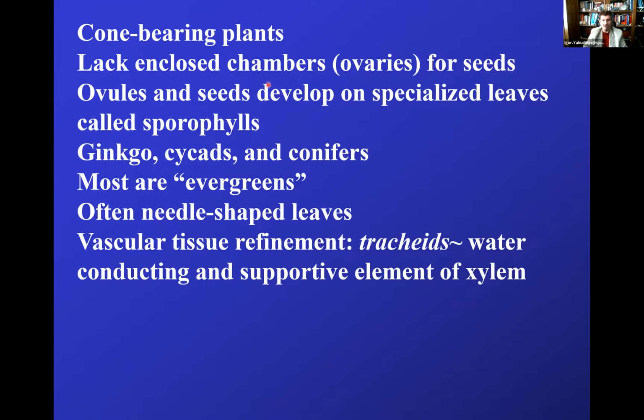Now, ovules and seeds develop on very specialized leaves known as sporophylls. We have several major groups known as the ginkgos, cycads, and conifers. In most cases, they are evergreens, even though ginkgos are not. Ginkgos have leaves that change color from green to yellow, and then they fall off during the fall season.